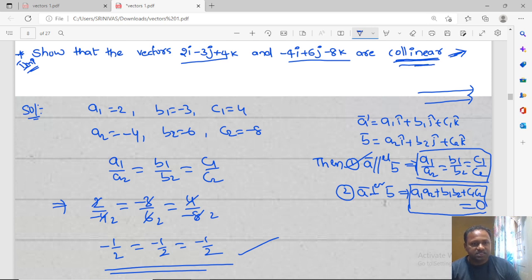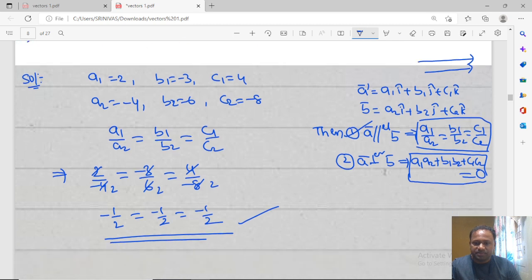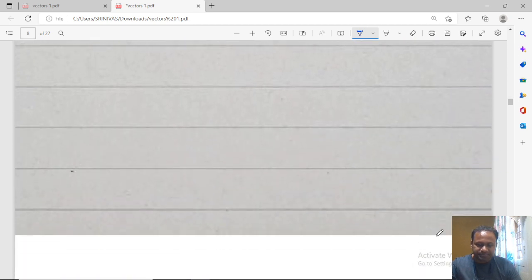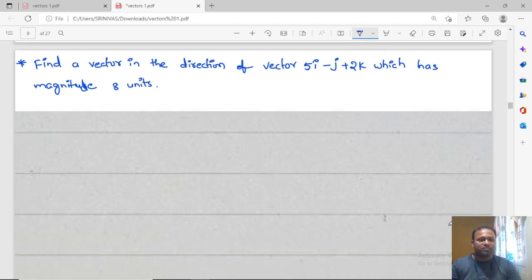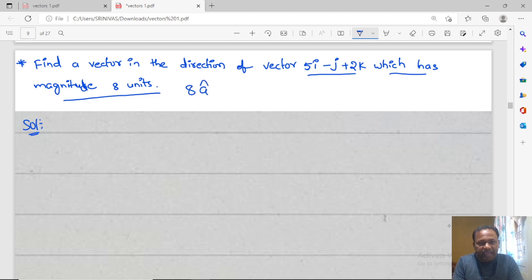Understood? So this is how to do the problems based on the collinear condition. Next, I will move on to one more question. Okay, what is the one more question? Find the vector in the direction of the given vector which has magnitude 8 units. Magnitude is 8 units means we need to find 8 into a cap.